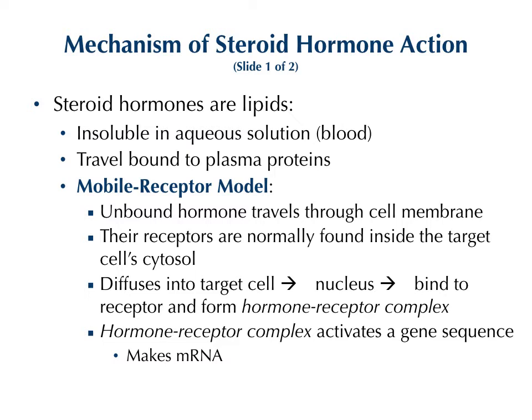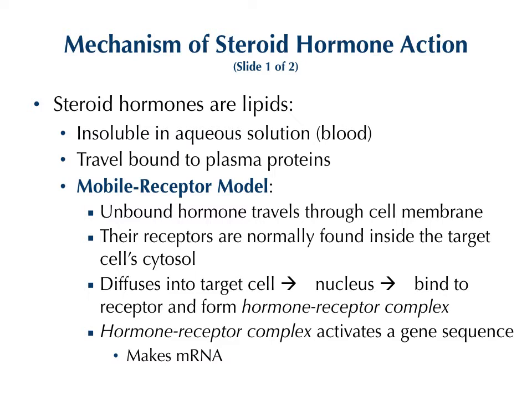So once the steroid molecule has diffused into its target cell, it passes all the way through the cell and usually toward the nucleus, where it will bind to mobile receptor molecules to form a hormone receptor complex. This is the mobile receptor model. The hormone travels through the cell membrane, it travels throughout the cytosol, it diffuses into the target cell, goes to the nucleus, and binds to the receptor and forms that hormone receptor complex.